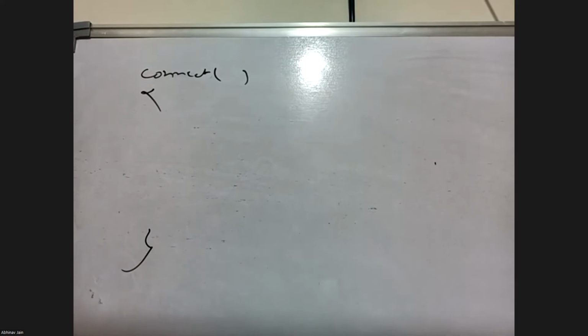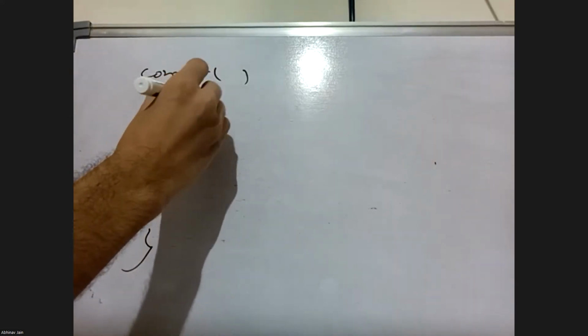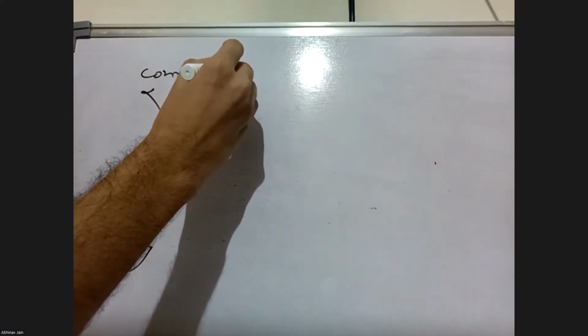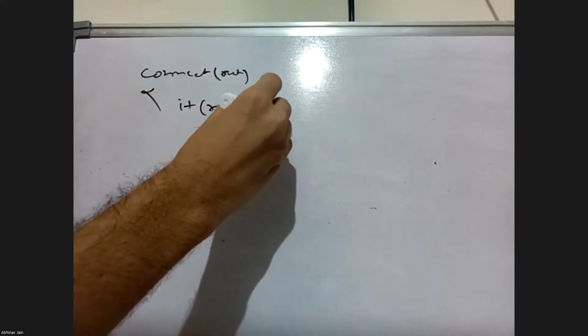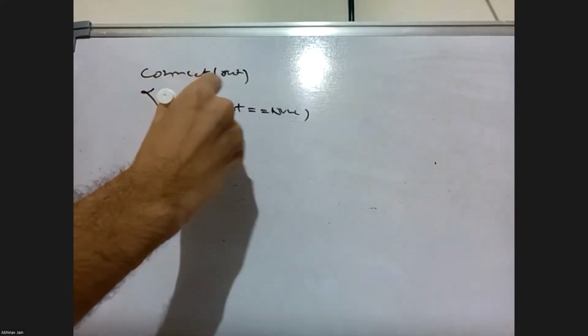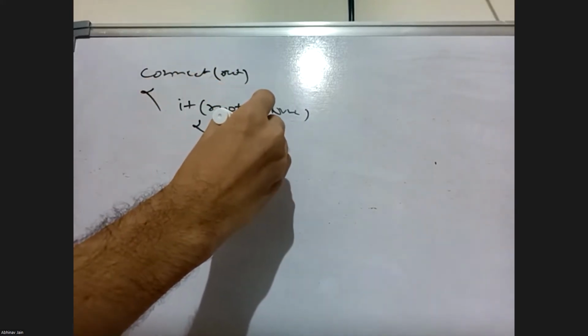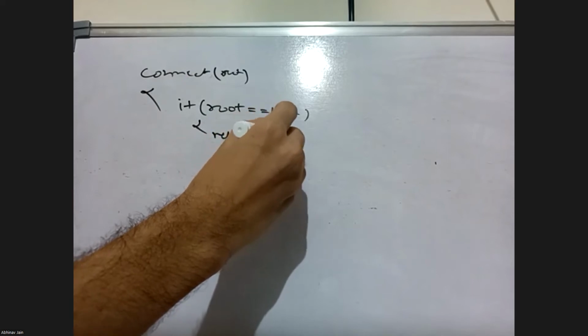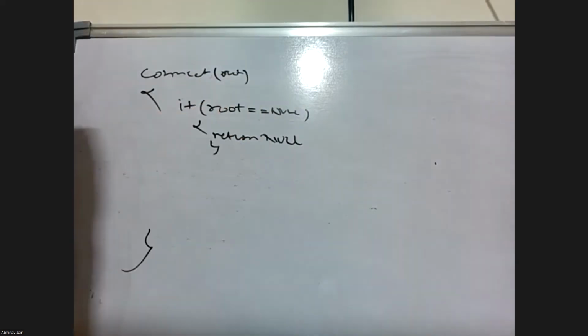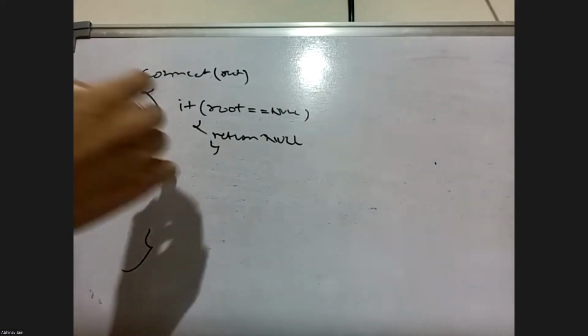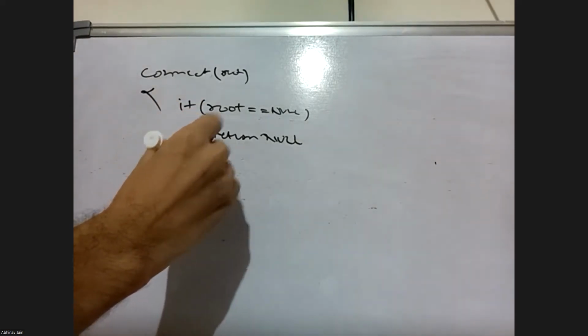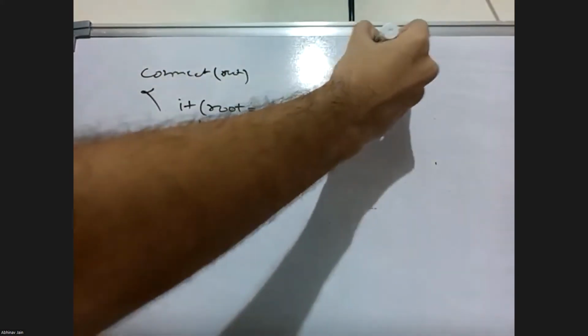Okay, let's do it. The base condition is, if we pass root in this, if root equals null, we have to return null, right? This is our base condition. Now what do we need to do? What are the conditions? Let's have a look at that. The code won't be too big. I should make the tree here.